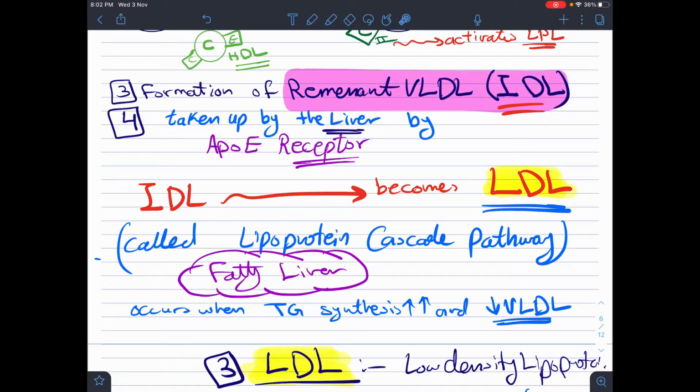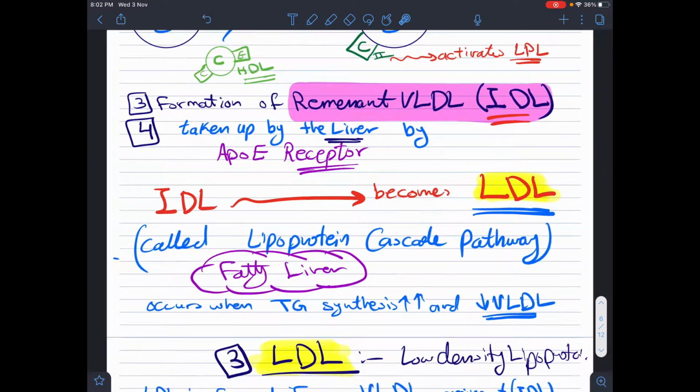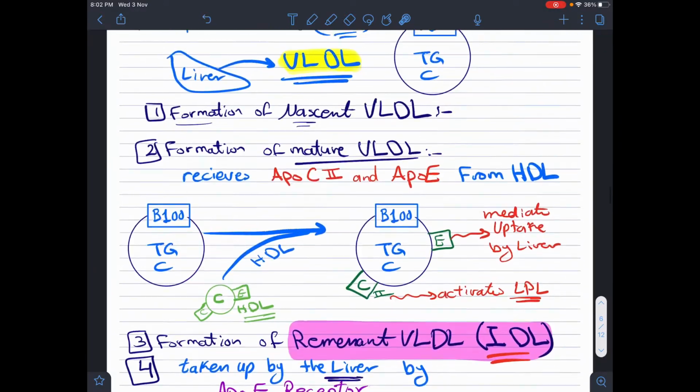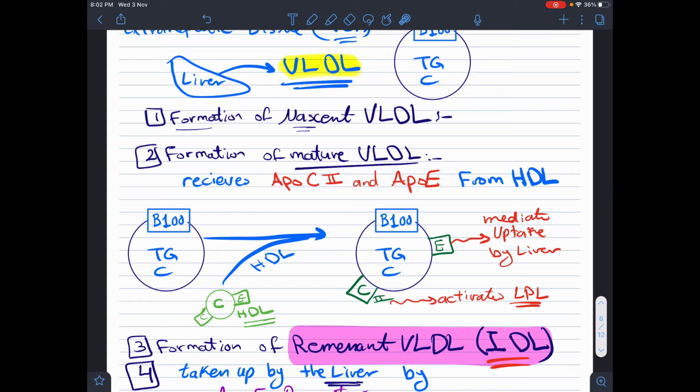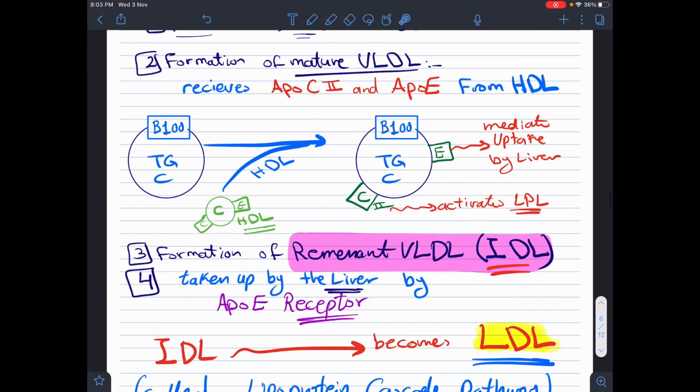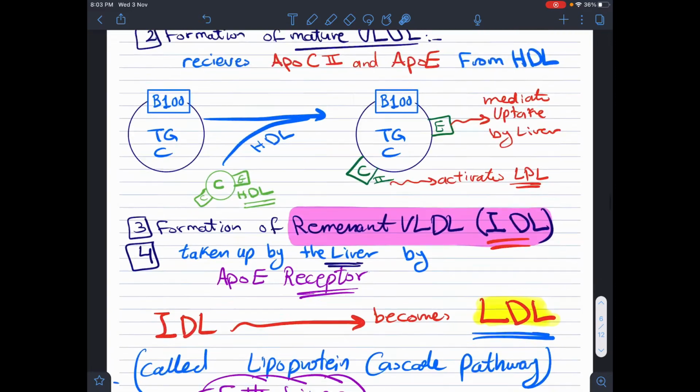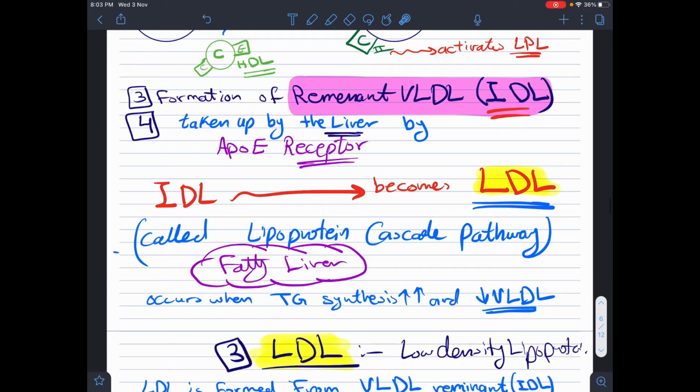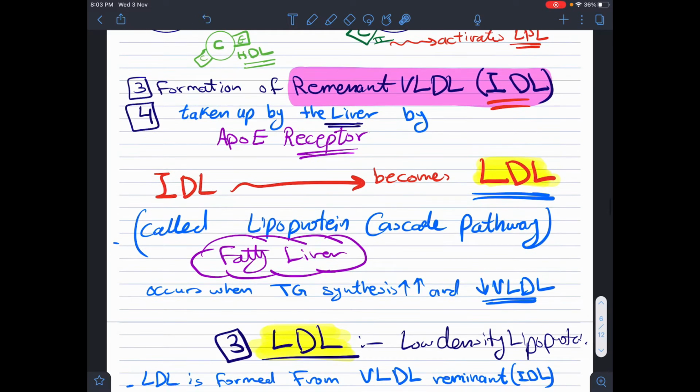This is the lipoprotein cascade. You have to know this sequence. First we have the VLDL synthesized by the liver, and later this VLDL becomes a mature VLDL by receiving the ApoC2 and the ApoE from the HDL. Then we have the remnant VLDL, which is also called the IDL. Some of the IDL is going to become LDL, the low density lipoprotein.